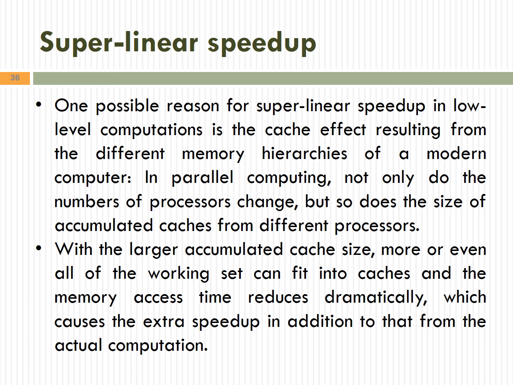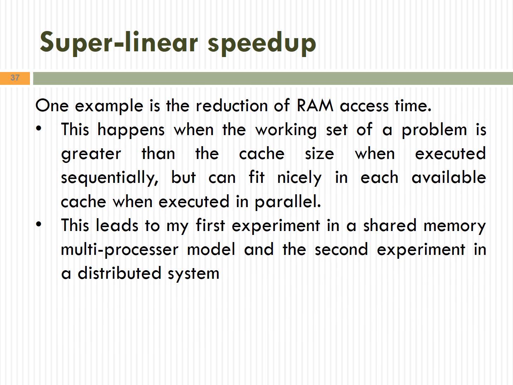One possible reason for superlinear speedup in low-level computation is the cache effect resulting from the different memory hierarchies of a modern computer. In parallel computing, not only do the number of processors change, but so does the size of the accumulated cache from different processors. With the larger accumulated cache size, more or even all of the working set can fit into cache, and the memory access time reduces dramatically, which causes the extra speedup in addition to that from the actual computation.